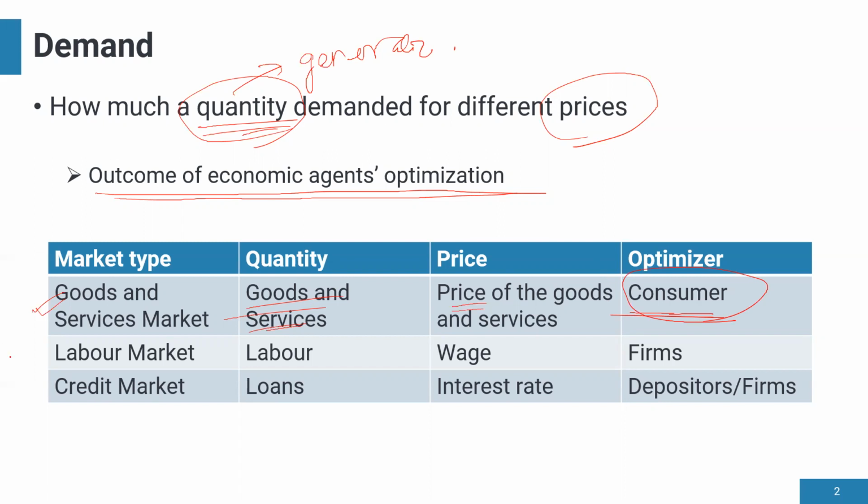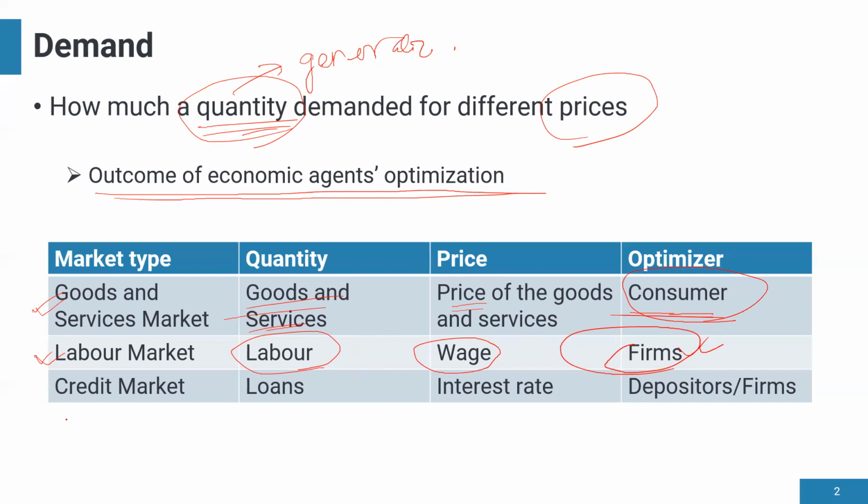Similarly, in the labor market, the quantity is how much labor a firm needs, and the price is the wage. If the wage rate is higher in the market, the firm will have very low labor demand. But if wages are low, it will have higher labor demand. Who is the optimizer here? The optimizer is the firm.